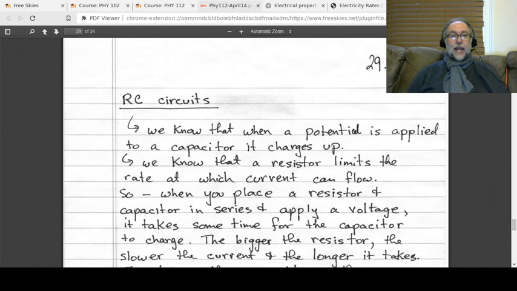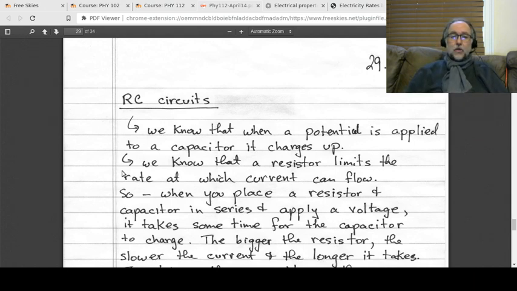All right, last circuit that we're going to study in electricity, and the next topic will be magnetism. These are known as RC circuits. So what happens if you put a resistor and a capacitor together with a battery? This is an interesting circuit. It actually turns out to be a timing circuit.